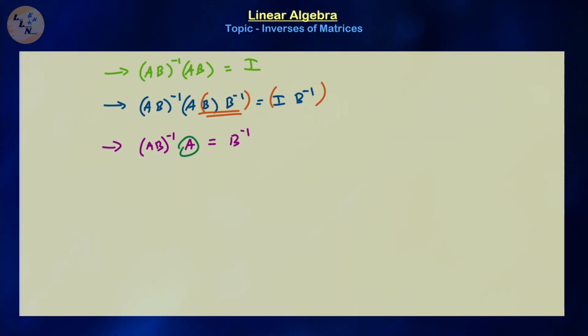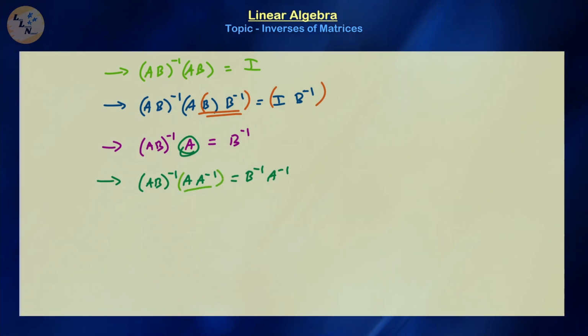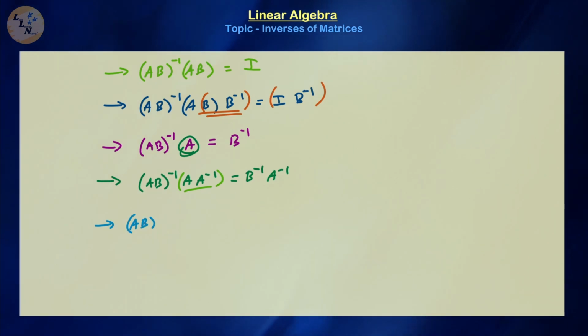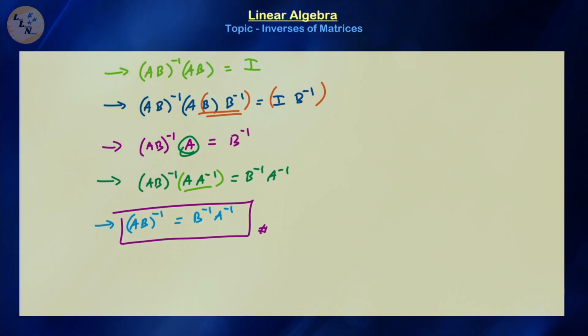Now what I want to do is rearrange this, and multiply both sides on the right by A inverse. So I'm going to have (AB) inverse times A times A inverse is equal to B inverse times A inverse. And now you can sort of see why I wanted to do that in the first place, because A times A inverse is equal to the identity matrix. And we have that (AB) inverse is equal to B inverse times A inverse. Right? And that is the result that we set out to prove, which is actually very nice.